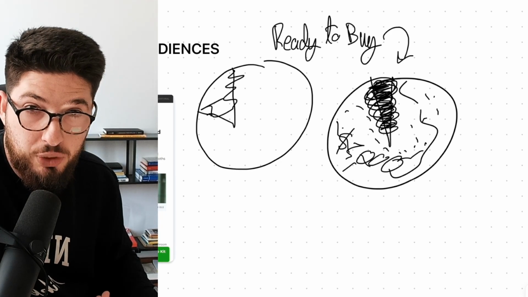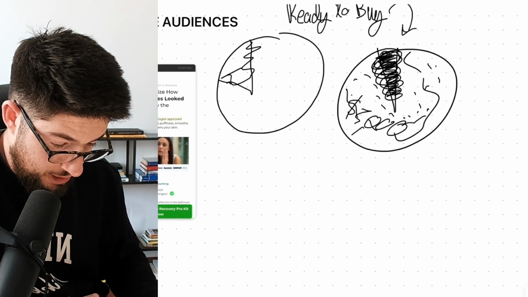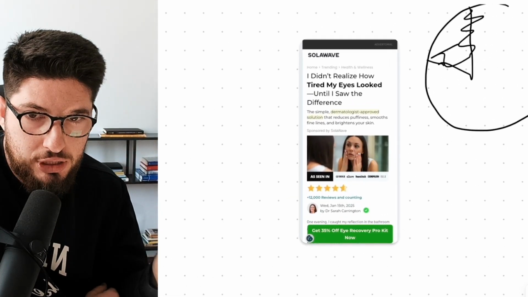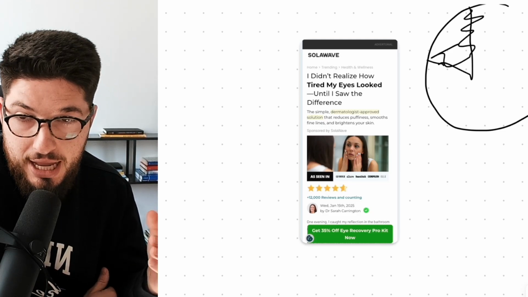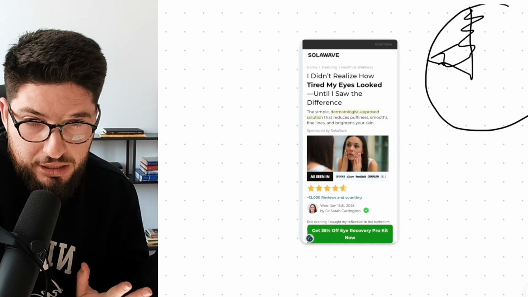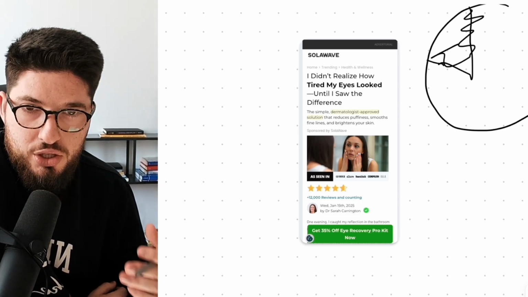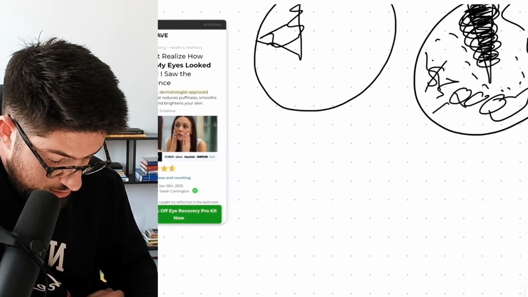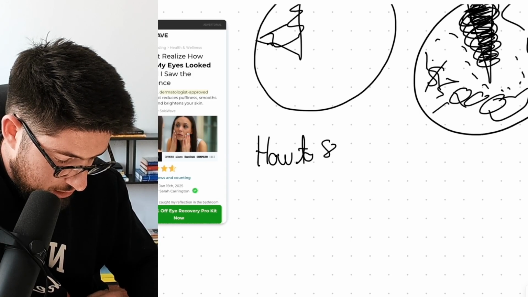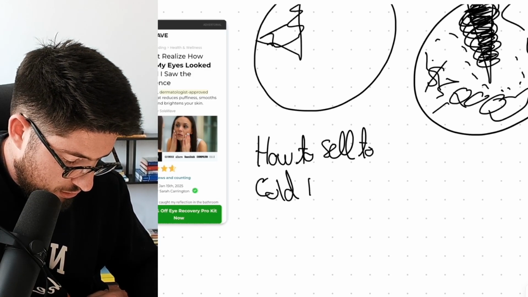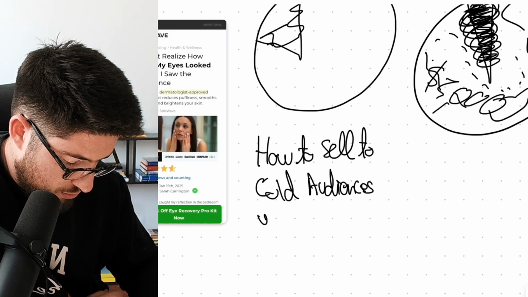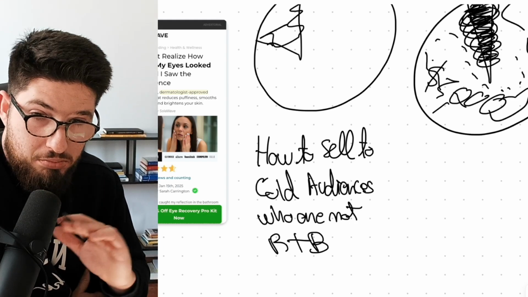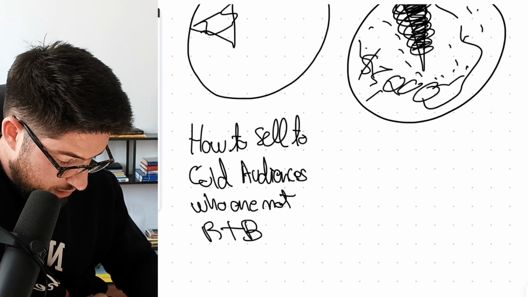And initially this will decrease your ROAS. So then what you have to do is strategies like this. So learn how to sell to cold traffic audiences who are not ready to buy. Again, one of the most difficult things to ever be done when it comes to Facebook advertising. Takes a lot of research, takes a lot of testing, and it's the name of the game if you want to scale. But yeah, how to sell to cold audiences who are not ready to buy. Biggest challenge ever.